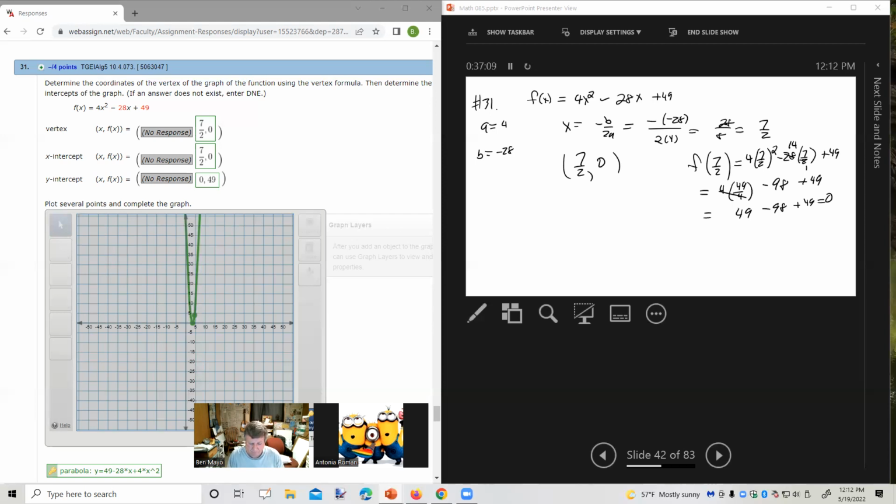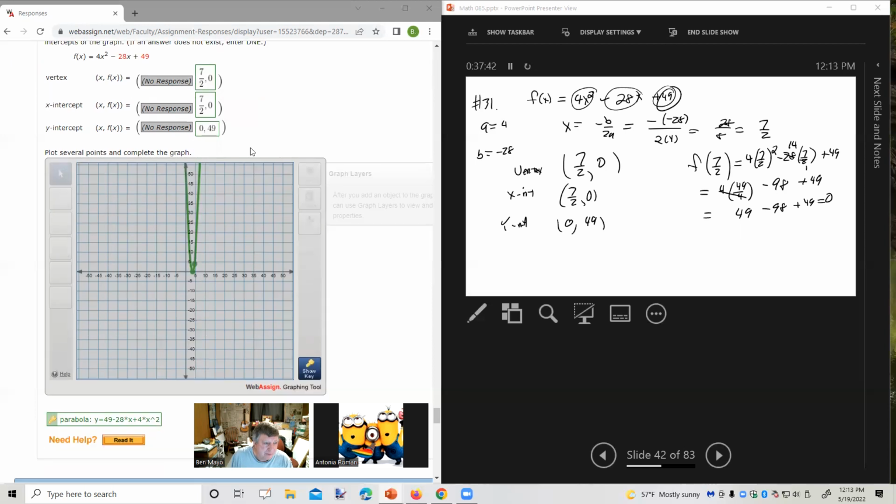Okay? Now, once again, since the vertex is on the x-axis, not only is this the vertex, but it's also the x-intercept. Are you okay with that? Yes. And your y-intercept is going to be at 0, comma 49, because f of 0 would be 4 times 0 squared minus 28 times 0 plus 49. Okay? So you'd put in your values here, and then to graph it, you'd start with 7/2, comma 0.